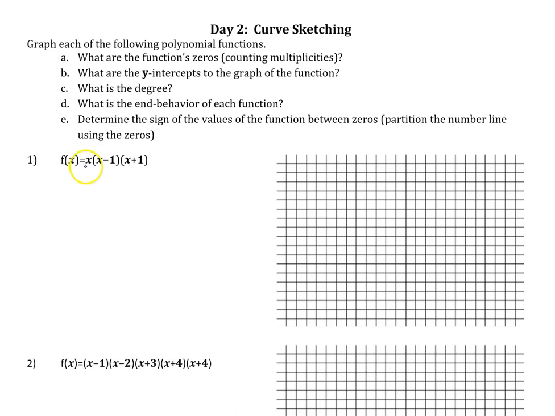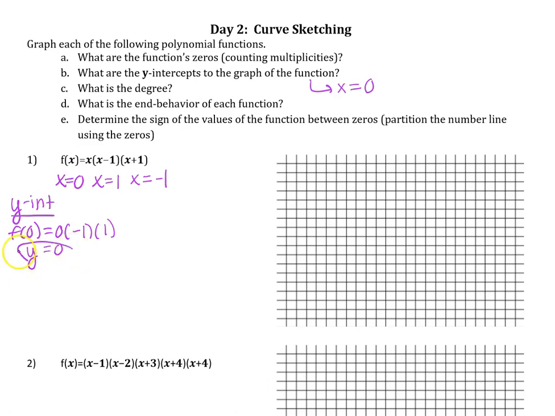So this first one here, I've got x is equal to 0 from this factor, x is equal to 1, and x is equal to -1. Okay, the y-intercept, if I want to find this, I'm going to evaluate the function at x equals 0. So for y-intercept, if I plug in 0, I get 0 times, this will be -1 and this will be 1. But if I'm multiplying everything by 0, well, then that's just going to be 0. So at y equals 0, there's going to be an intercept.